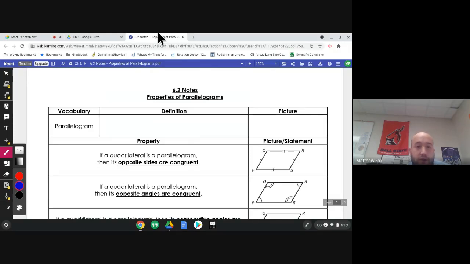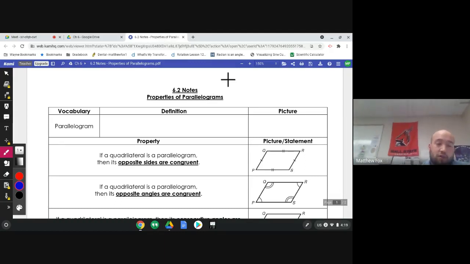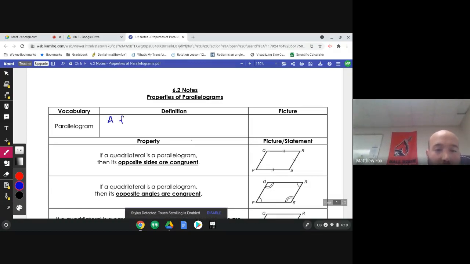So yesterday we started to talk about polygons. Today we're going to talk about a specific type of polygon. This is a parallelogram. Now a parallelogram is going to be a four-sided polygon, and not just any quadrilateral. That's a four-sided figure, but something specific about it.